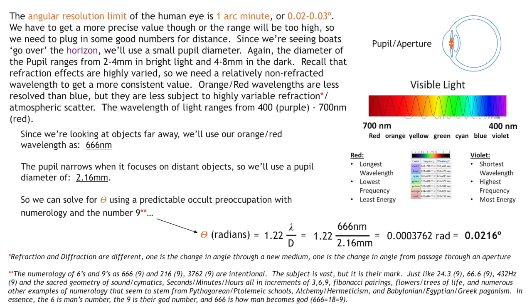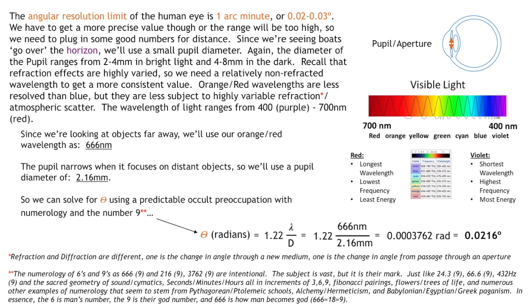So again, I chose these numbers on purpose. The numerologies of 6s and 9s as 666, which adds up to 9, and 216, which also adds up to 9, and 3762, which also adds up to 9, are on purpose, very intentional. The subject is vast, but it is their mark.